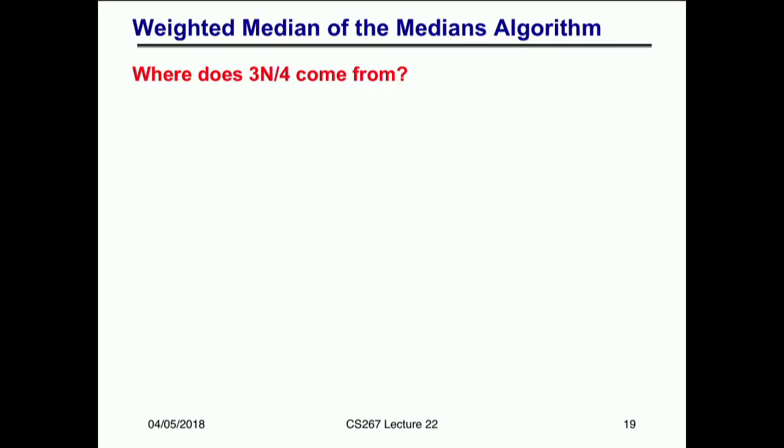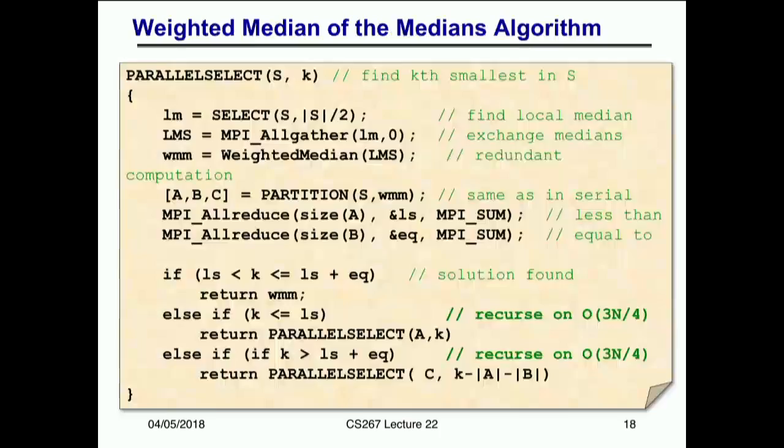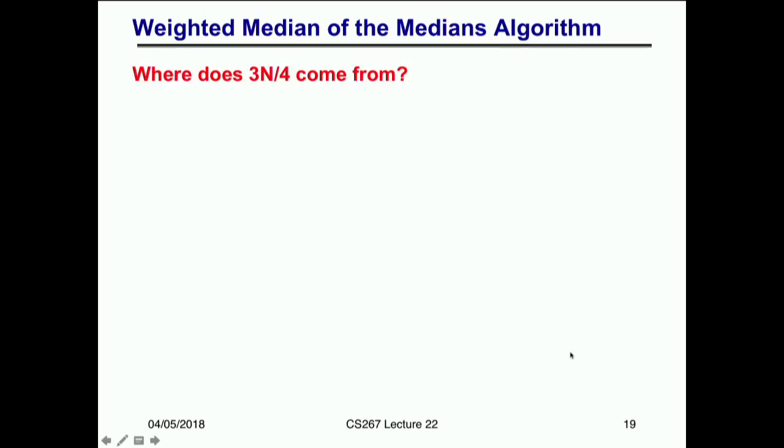Okay, so the analysis. The more important thing is, again, the highlighted comments at the bottom. Now instead of doing 7n over 10 recursion, I'm going to do 3n over 4 recursion. So the sizes of the recursion on the data set are at most 3/4 of the initial data. So where does this number come from?